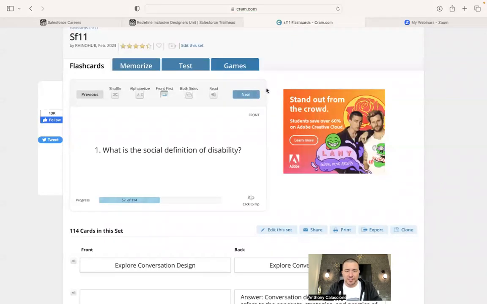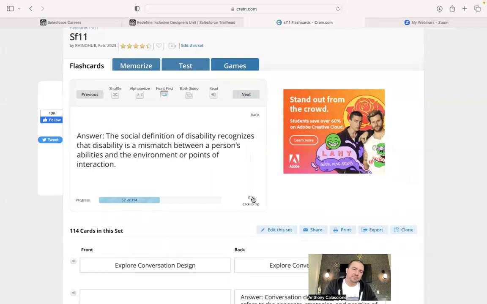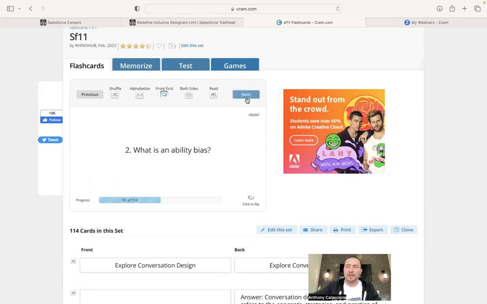Okay, what is the social definition of disability? The social definition of disability recognizes that disability is a mismatch between a person's abilities and the environment or points of interaction. I'm going to have a sip of water.